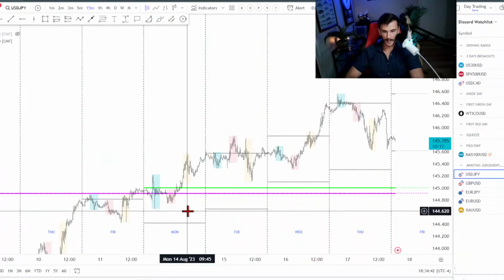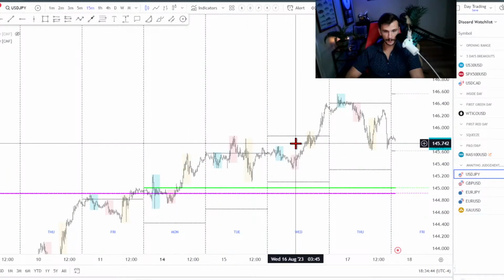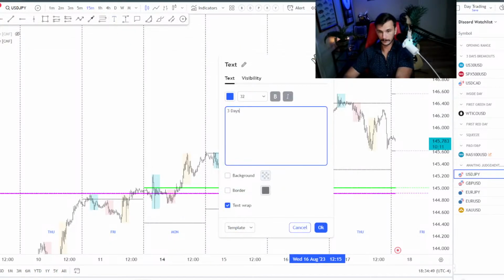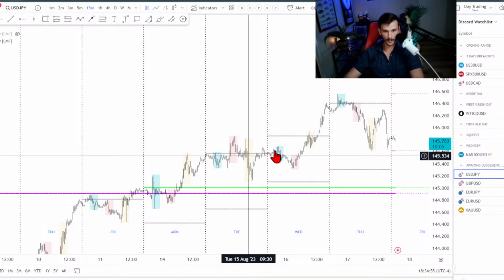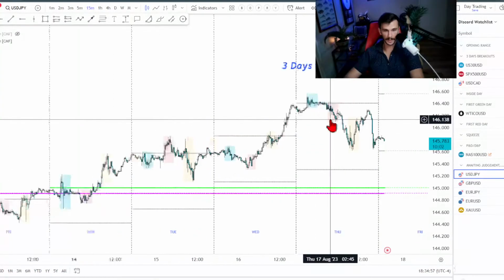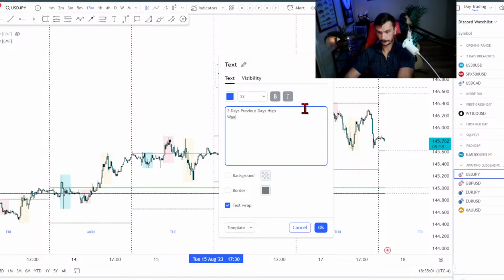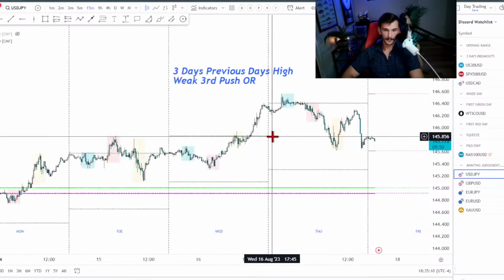All right. So we do have Monday, push 1, push 2, and 3. We do have 3 days of breakouts on this pair. Do we have 3 pushes out of the opening range? We have push 1, push 2, and a weak third.